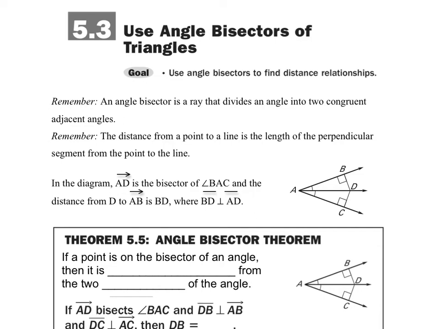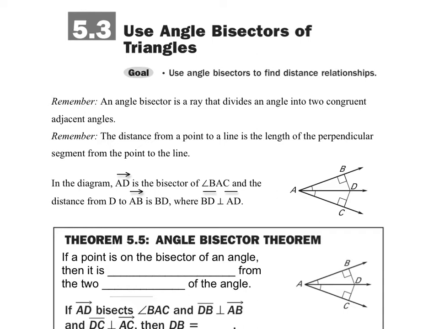Lesson 5.3 is use angle bisectors of triangles. We're going to use our angle bisectors to find distance relationships. We have two key things that we need to remember: that an angle bisector is a ray that divides an angle into two congruent adjacent angles, and that a distance from a point to a line is the length of the perpendicular segment from the point to the line.